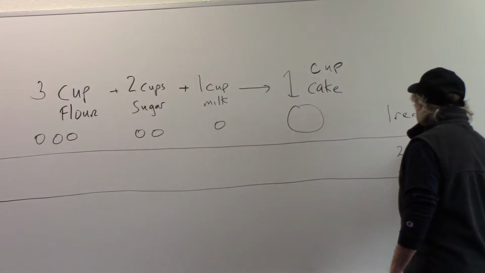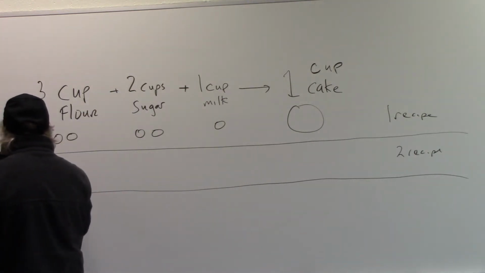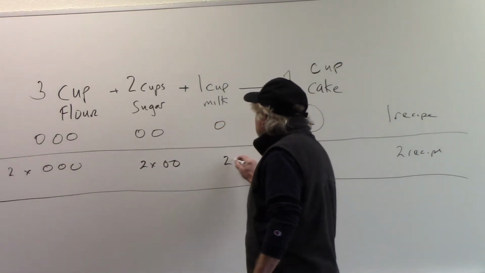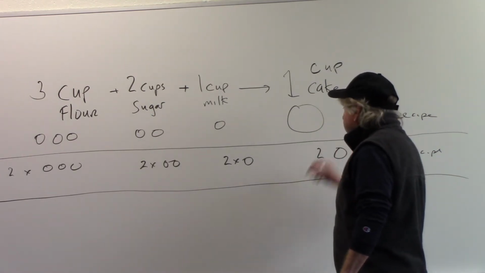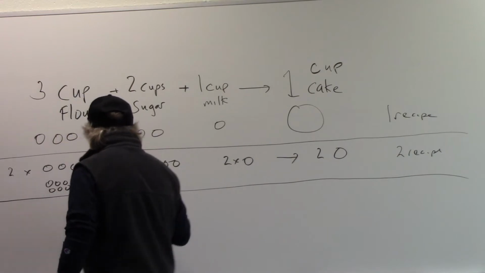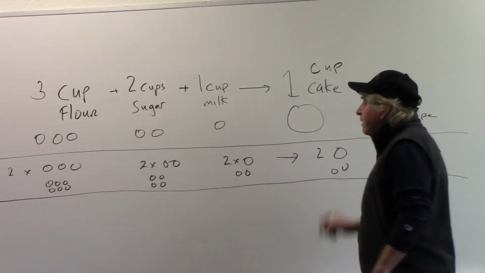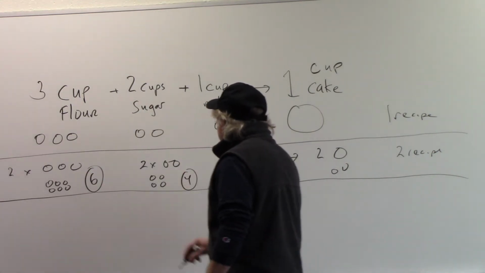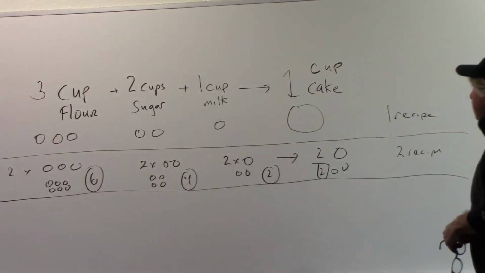Now, if you wanted to do 2 recipes, what you would do is 2 times these 3, 2 times these 2, 2 of these 1, and you'll end up with 2 of these. So you can count them up: 1, 2, 3, 4, 5, 6. 1, 2, 3, 4. 1, 2. So to do 2 recipes, you would need 6 cups here, 4 cups here, 2 cups here, and obviously you make 2 recipes.